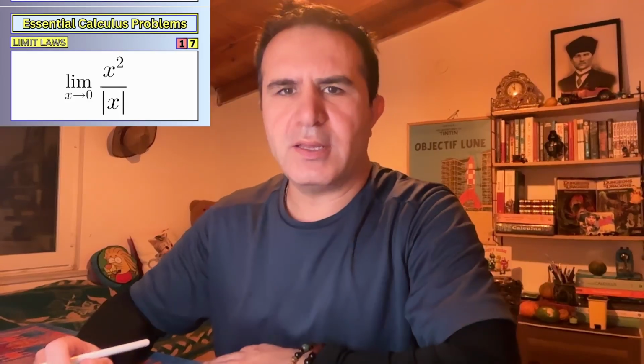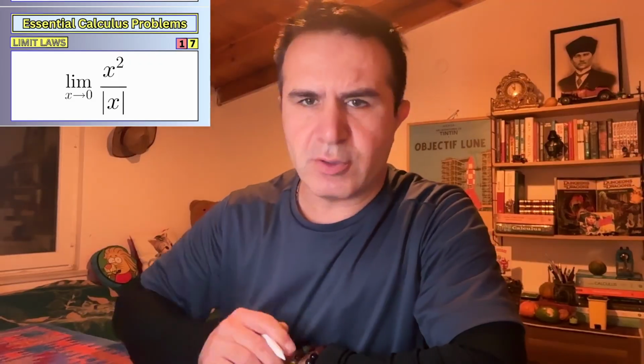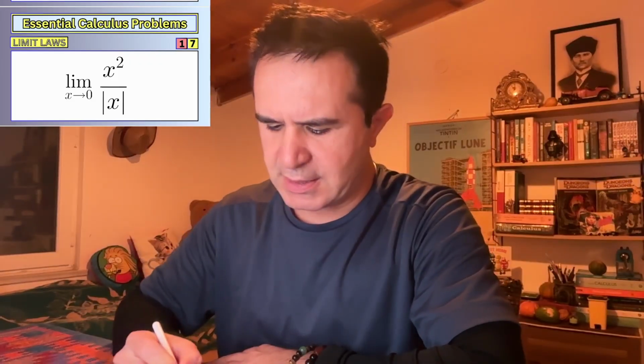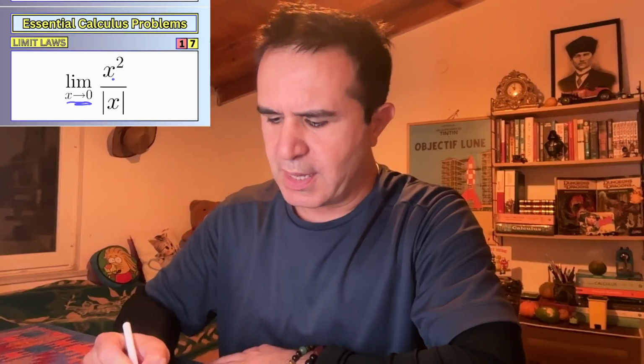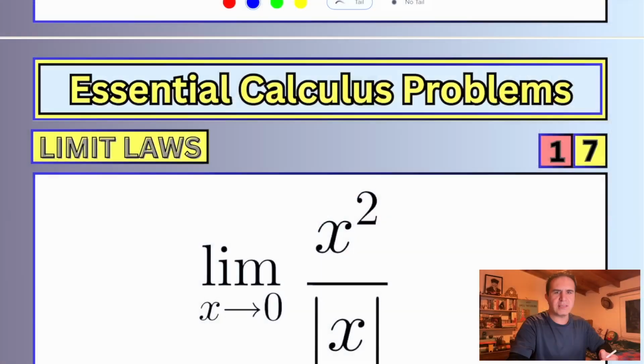Hello everyone. In this lecture of the Essential Calculus problem series, I will solve a limit problem. Limit as x approaches 0, x squared divided by absolute value of x.